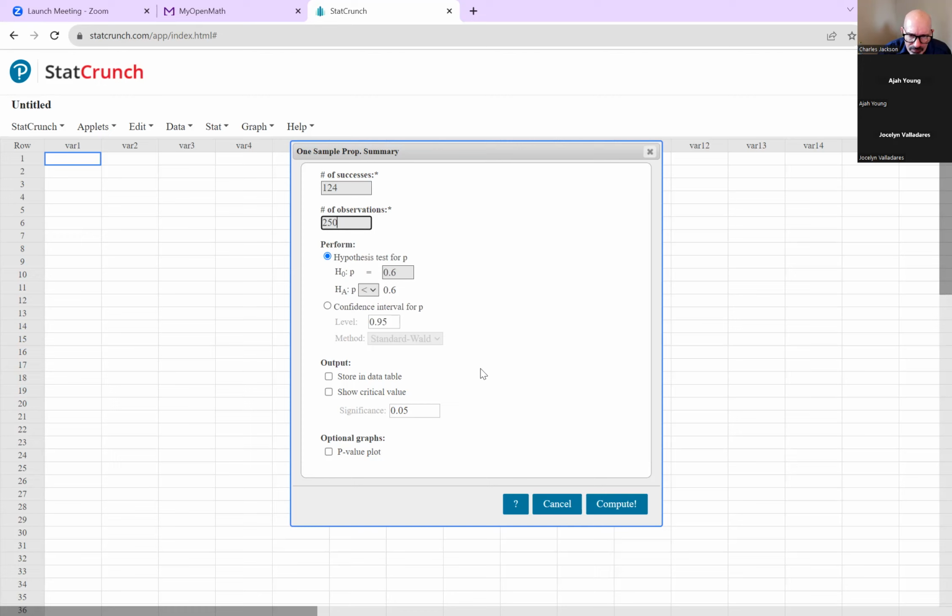I don't do anything else, right? Let's see, hypothesis test for p. The alternative is less than. We don't care about a confidence interval. We're not doing that. Yep. Output. Yeah, looks good.